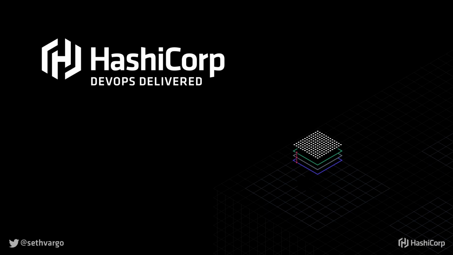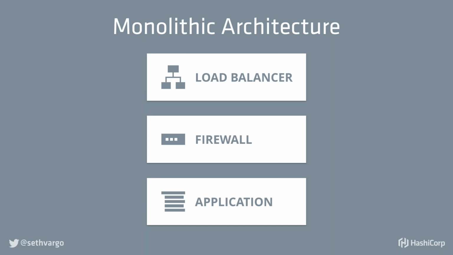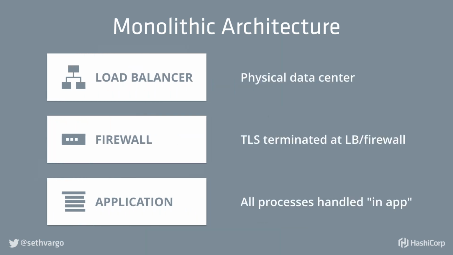Specifically, what changes introduced new challenges to modern application development, and then we'll talk about how Vault tries to solve those. So let's take a journey into the past, maybe 10 or 15 years ago, and talk about a traditional monolithic architecture. Your traditional monolithic application had a customer-facing load balancer, something like an F5, in a physical data center. You had a firewall that did TLS termination, and then you had a big monolithic application, and all process handled inside of the application. So there was no multi-process communication. The database, everything was on the same physical server.